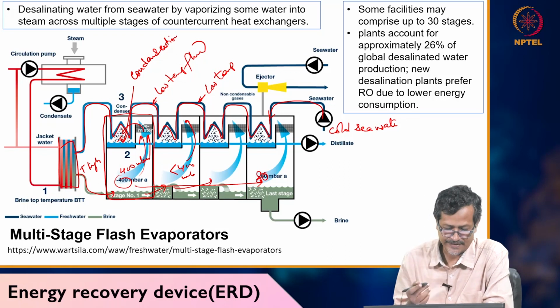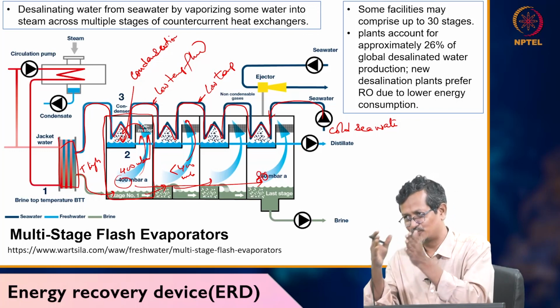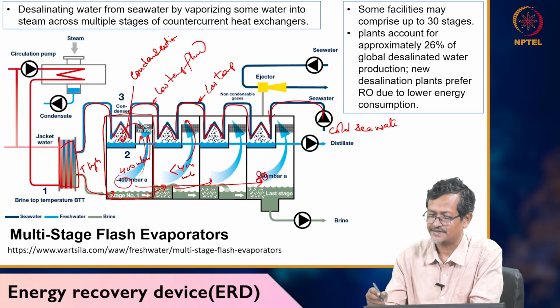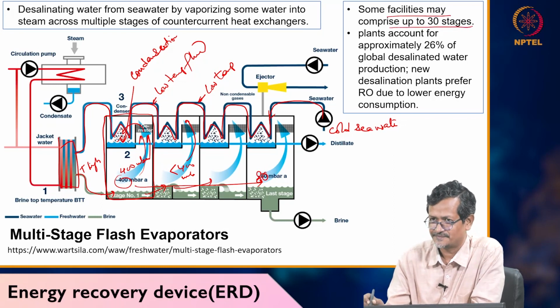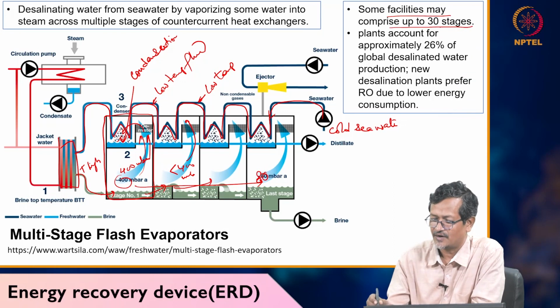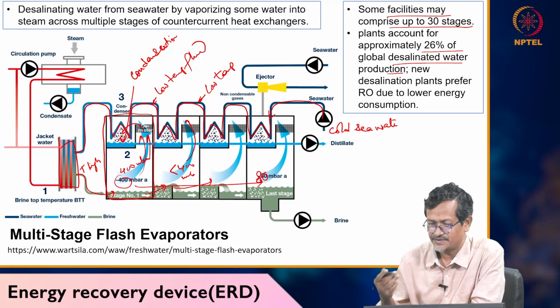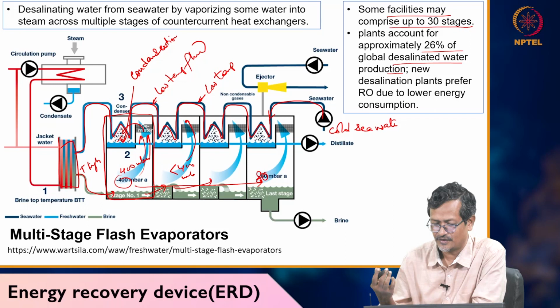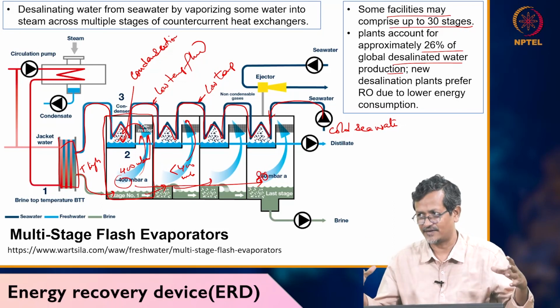Okay. So, this is called multi-stage, meaning first stage 400 millibar, second stage maybe 300 millibar, 200, 100. So, you see the right side text, some facilities may comprise up to 30 stages. Okay. So, a bigger unit will have lots of stages, so you will get more water. Efficiency will be increasing. Plants account for approximately 26% of global desalination water production, but newer systems prefer RO based systems, because an RO based system has low energy consumption and is easy to handle, a very simple system. This one is a bulkier, heavier system.